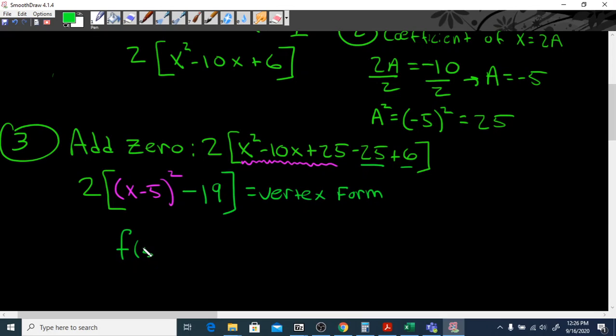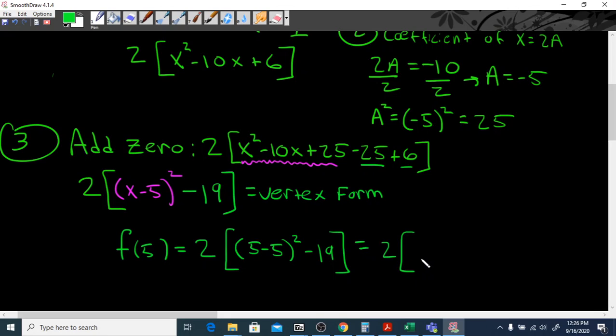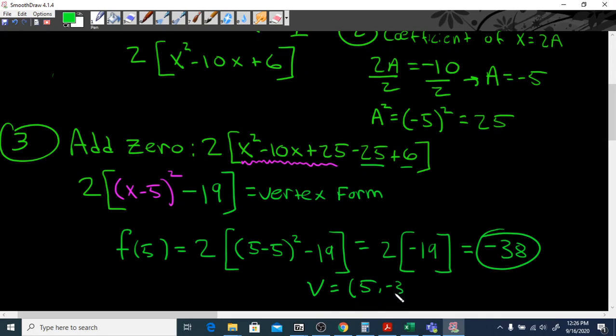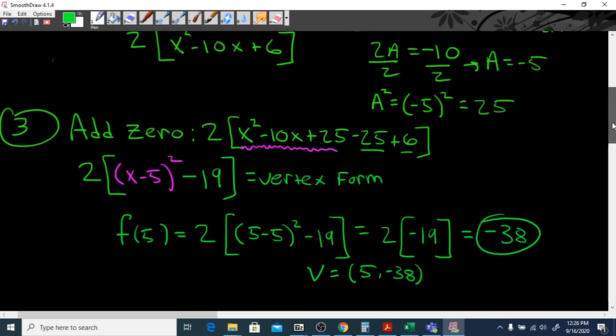So in other words, to find my vertex, I'm just going to plug in 2 multiplied by, and we get (5 minus 5) squared minus 19. And of course, 5 minus 5 is 0. 0 squared is 0, so we just have minus 19 left in here. And 2 times minus 19 is -38. Okay, so my vertex is going to be at x equals positive 5, y equals -38. And that's going to be it for the vertex form.